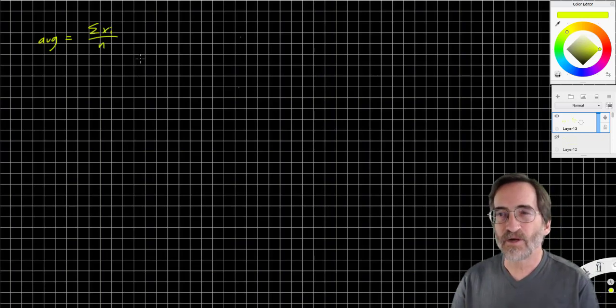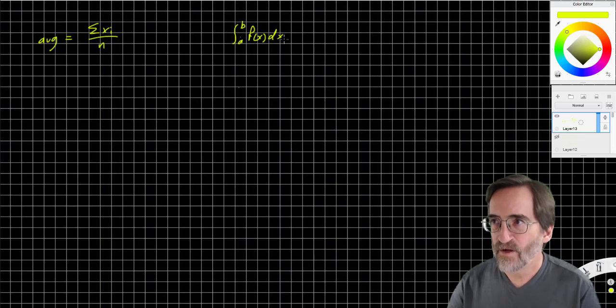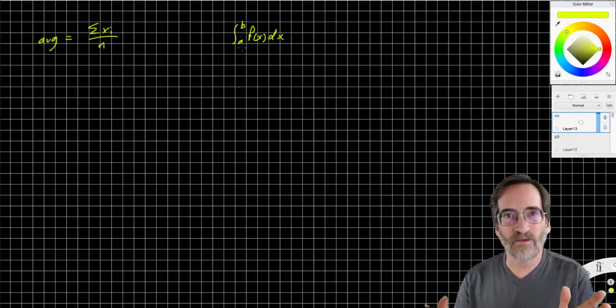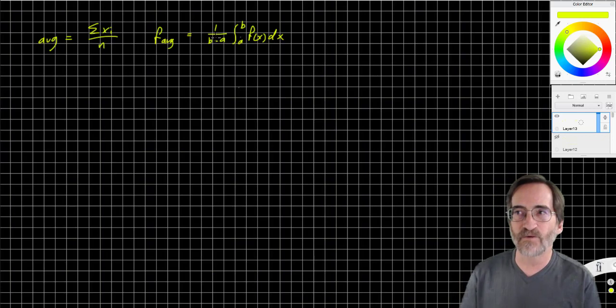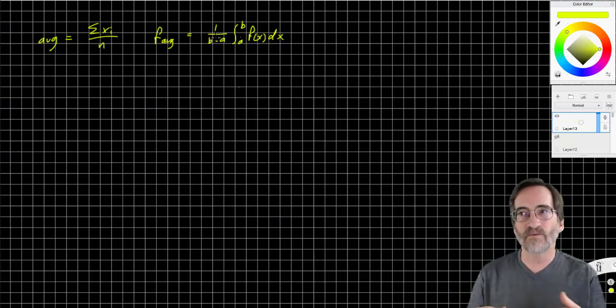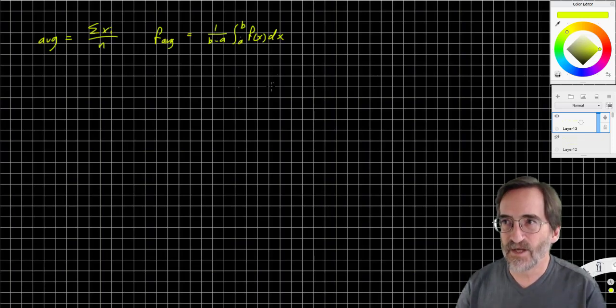Well, we've just demonstrated that an integral is a sum of a bunch of slices. So if I want to think of the integral from a to b of f of x dx as the sum, then all I need to do is divide by the width of all the slices put together, or divide by b minus a, which is the range. And that is the formula for the average. The average value of a function between a and b is 1 divided by b minus a times the integral from a to b of f of x dx.